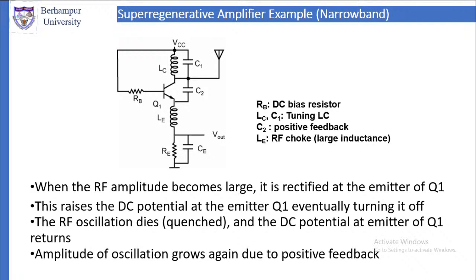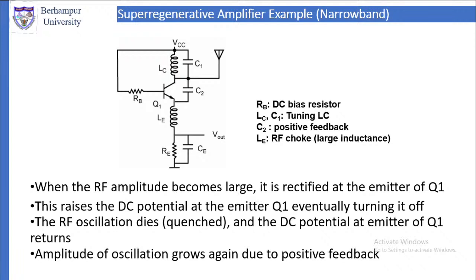On the other hand, if Q1 is switched off, there will be no amplification. So ultimately the RF oscillation will die. When the RF oscillation is quenched, what will happen? There will be no rectification. So the DC potential at the emitter of Q1 returns back. Once you get back the DC potential, the amplitude of oscillation will grow again due to positive feedback.